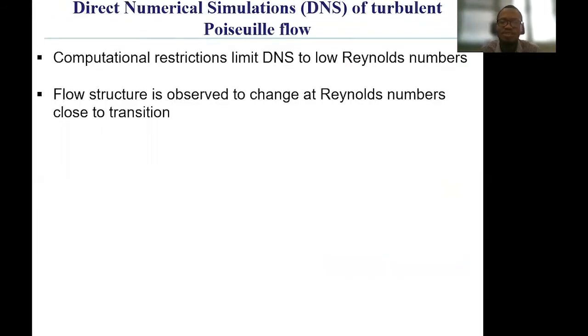And with development in computational fluid dynamics, it's now possible to carry out direct numerical simulations of these flows. However, due to computational restrictions, DNS is limited to relatively low Reynolds numbers. But at these Reynolds numbers, the DNS has shown that the flow structure is very different from what is observed at relatively large Reynolds numbers.